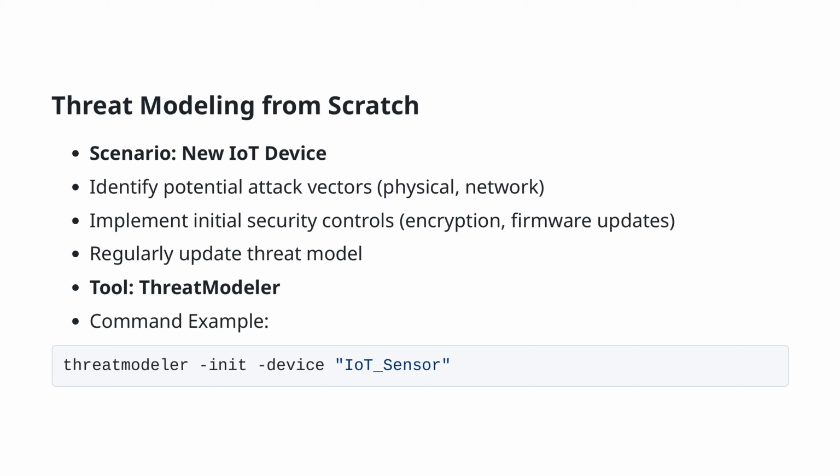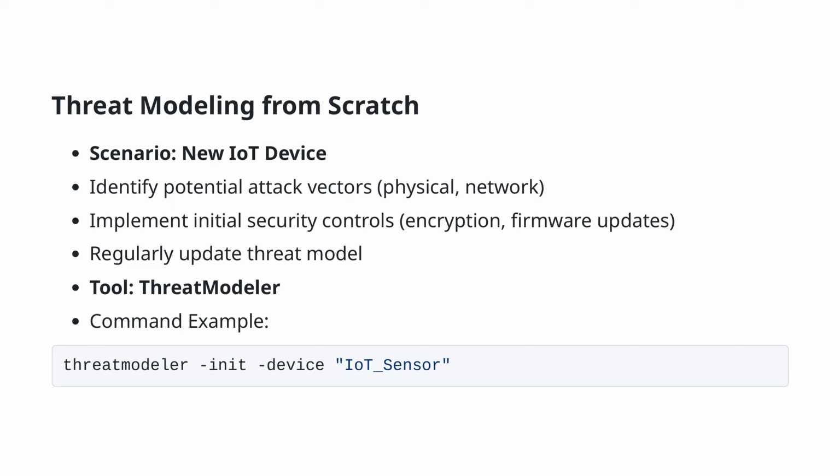Next, it's important to implement initial security controls. This could involve encrypting data to protect it during transmission and setting up a regular schedule for firmware updates to ensure any vulnerabilities are patched promptly. As threats evolve, you should regularly update your threat model. This continuous attention helps in staying ahead of potential attacks and reinforces the security posture of your IoT device.